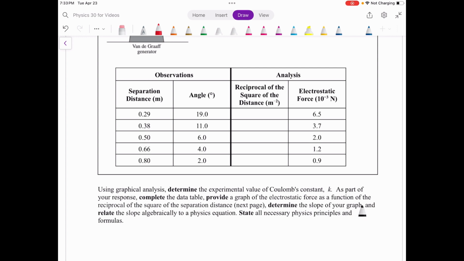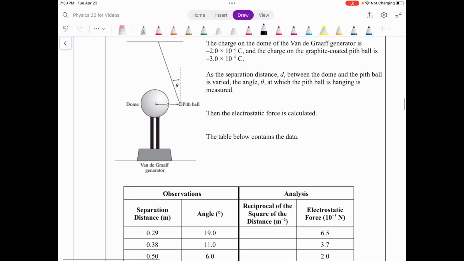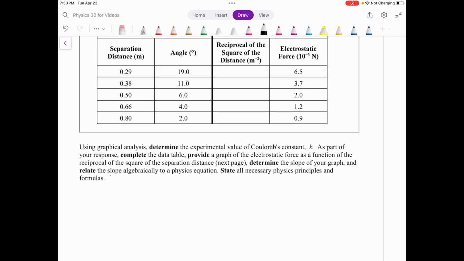Determine the slope of your graph and relate the slope algebraically to a physics equation. So see, right, that is important. You have to actually do that step of showing why you're finding the slope. You can't just find the slope, right? That won't get you full marks, okay? State all necessary physics principles and formulas.